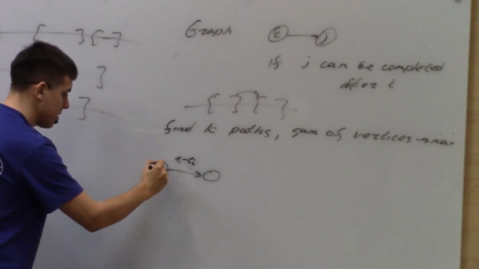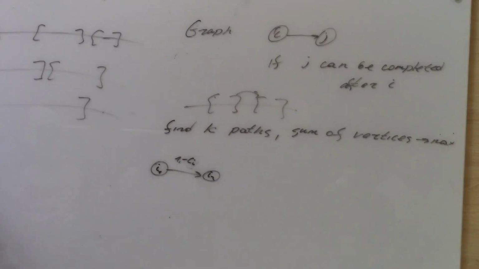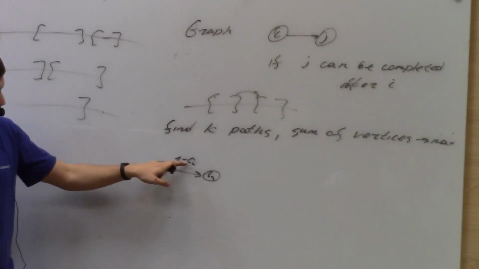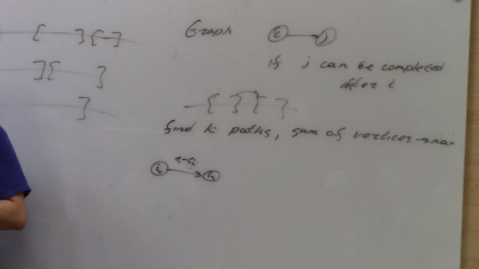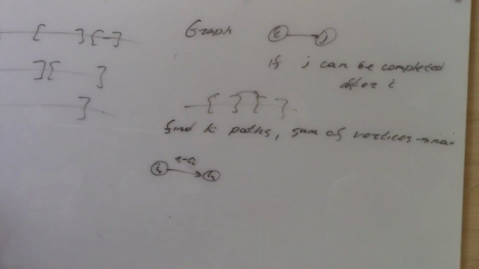So I1, I2. For each vertex, we will create this edge with capacity 1. That means that we can execute this job just once. And with cost minus CI. Since we want to minimize the cost, if we put minus CI, we will maximize the total sum of vertices that we saturate using our flow.